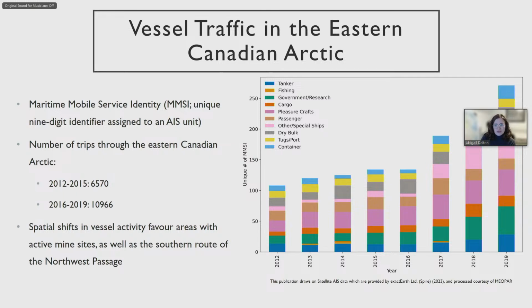So that brings me to vessel traffic, so where ships are located. So most vessels operating in Canadian waters are equipped with AIS transponders. So in the Canadian Arctic, the shipping season is typically from about July to October. And during that 4-month period, we found, using AIS data, that from 2012 to 2019, the number of unique vessels operating in the Arctic more than doubled, from 108 in 2012 to 271 in 2019. And over that time period, the number of trips taken by those vessels also increased from about 6,500 to nearly 11,000.